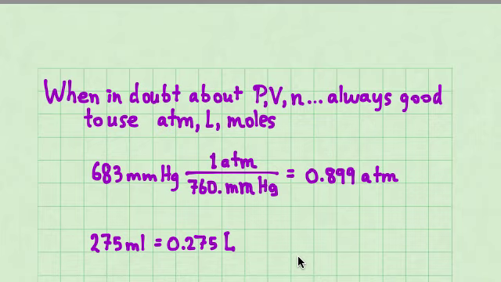683 millimeters of mercury multiplied by a conversion factor. 1 atmosphere is exactly 760.0. I think that's an exact number. Anyway, 3 sig figs here, divide 3 sig figs here. And my volume, 275 milliliters, 0.275 liters.